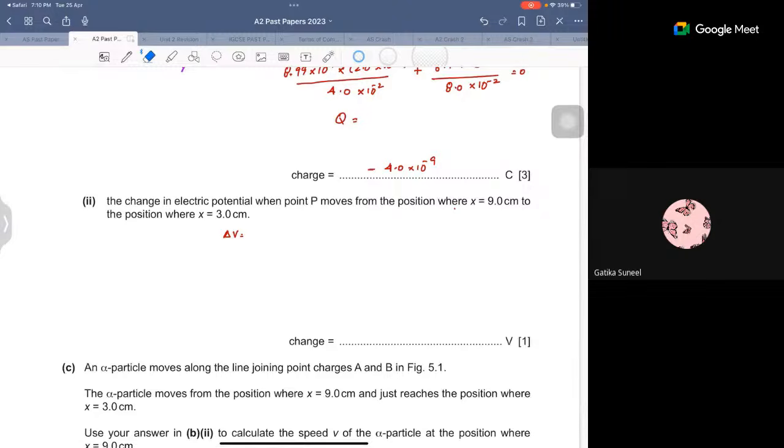So the change is going to be 2 minus 10 into 10 raised to power 2. So that's going to be 12 into 10 raised to power 2. Now you might be wondering why I would do 2 minus 10. Why can't I do minus 10 minus 2?